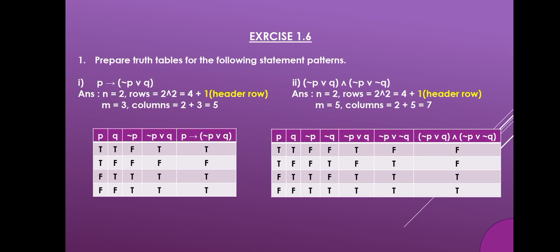Let's begin with exercise 1.6. Prepare truth tables for the following statement patterns. The first one is, P implies not P or Q. Here, n equals 2, thus number of rows equals 2 raised to n, which is 2 raised to 2, that is 4. Plus 1 header row. M equals 3, thus number of columns equals 2 plus 3 equals 5.